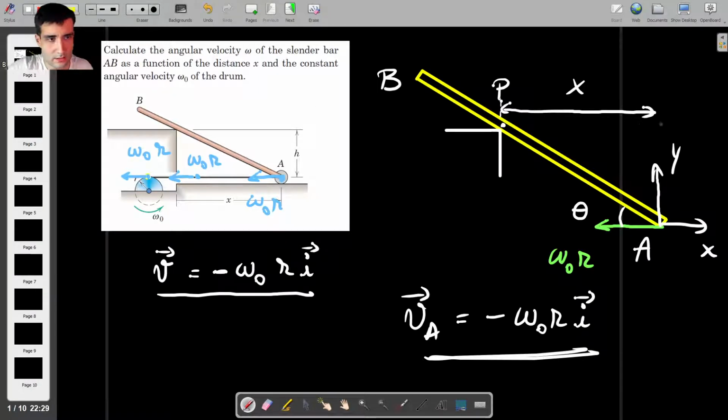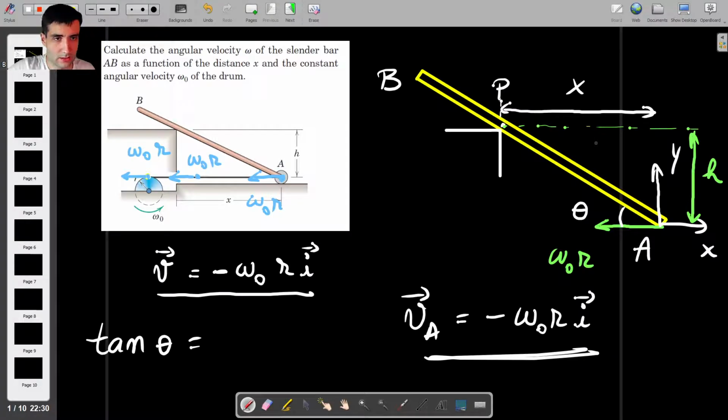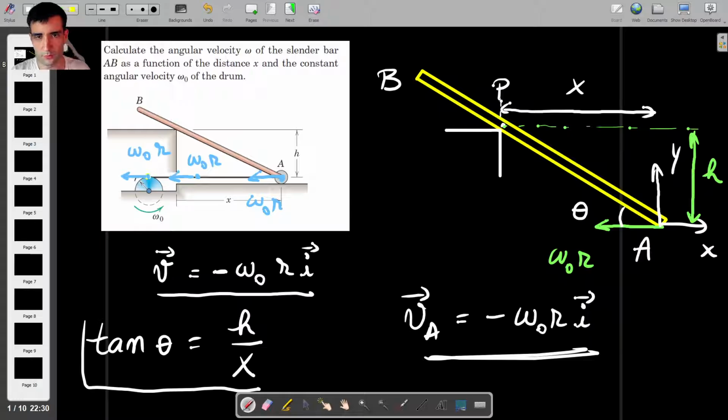And we're also given this height, right? So we're given the height from point P all the way down to point A. Just like that. Okay, so that's h. So if we're given x and h, we can actually find the tangent of theta, right? So we have tan theta is equal to opposite over adjacent, so that would be h divided by x. Okay. So with this in mind, let's now apply Euler's equations to find the velocity of point P. Okay, and we'll take it from there.